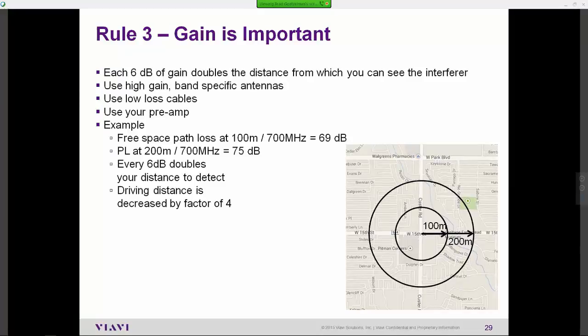So as you look through this example, at 100 meters at 700 megahertz, there's 69 dB of loss. At 200 meters, the path loss is 75 dB. That's 6 dB of difference. So clearly you can see the correlation: if I can get 6 dB more of gain, you double the amount of area in which you can otherwise detect the interferer.